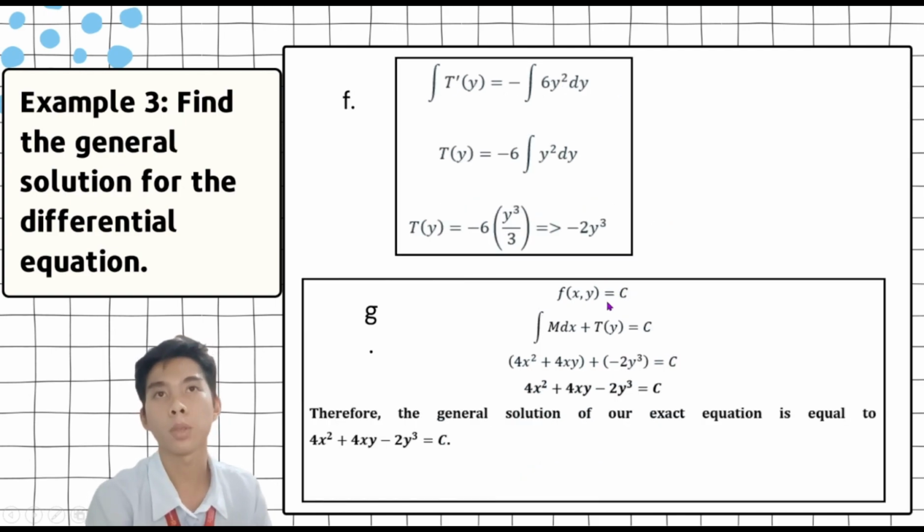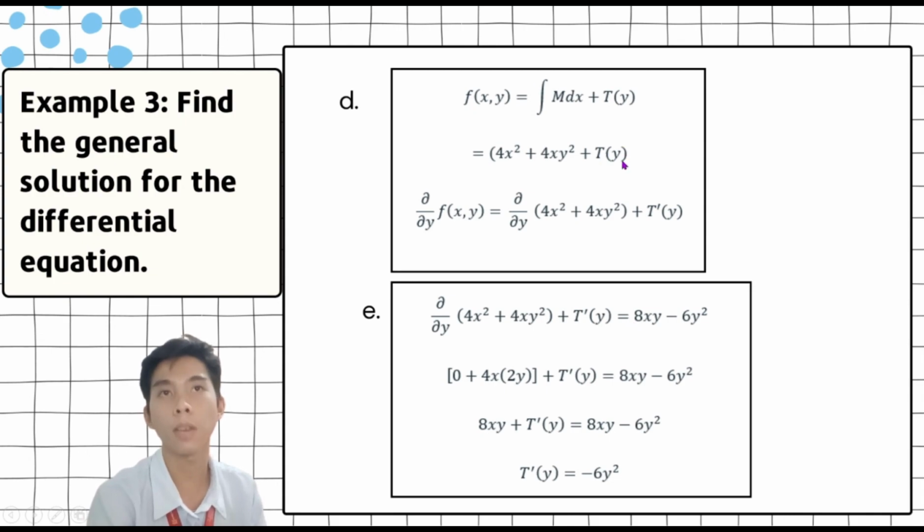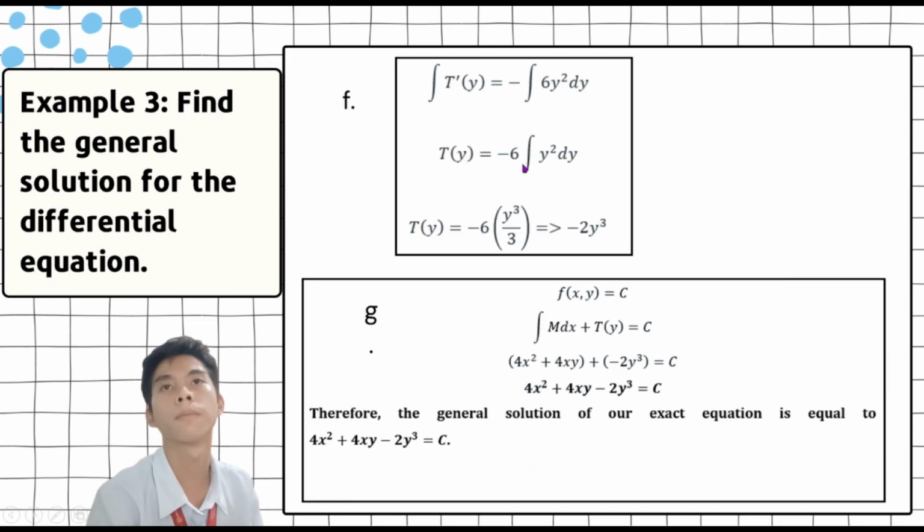So for our next step, to find the value of t of y in this partial equation, we need to integrate both sides. The integral of t prime of y is equal to the negative integral of 6y squared dy. So t of y is equal to negative 6 times the integral of y squared dy. Then t of y is equal to negative 6 times y cubed over 3, which can be written as negative 2y cubed.